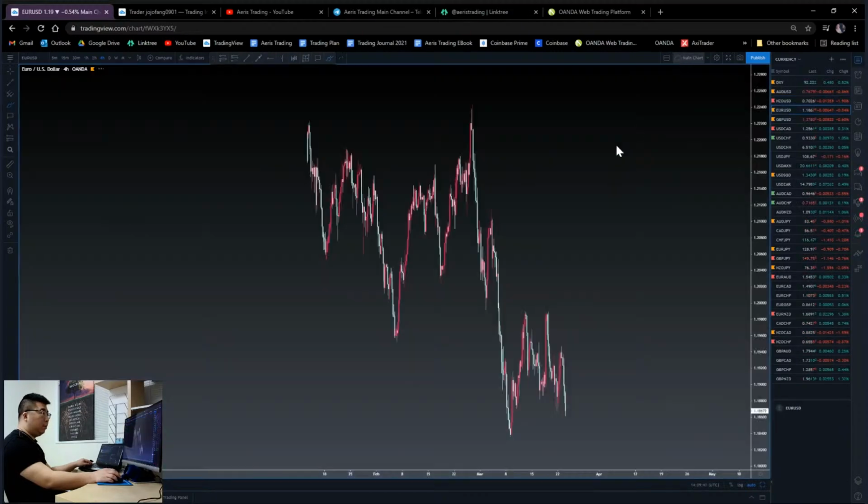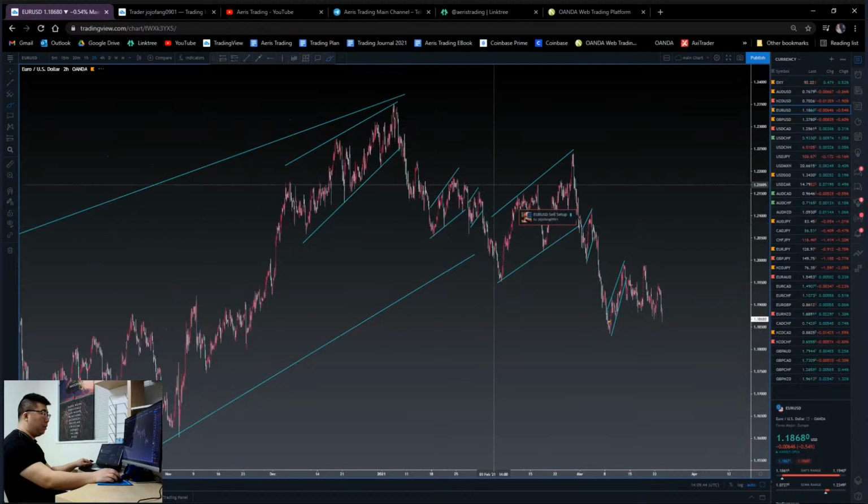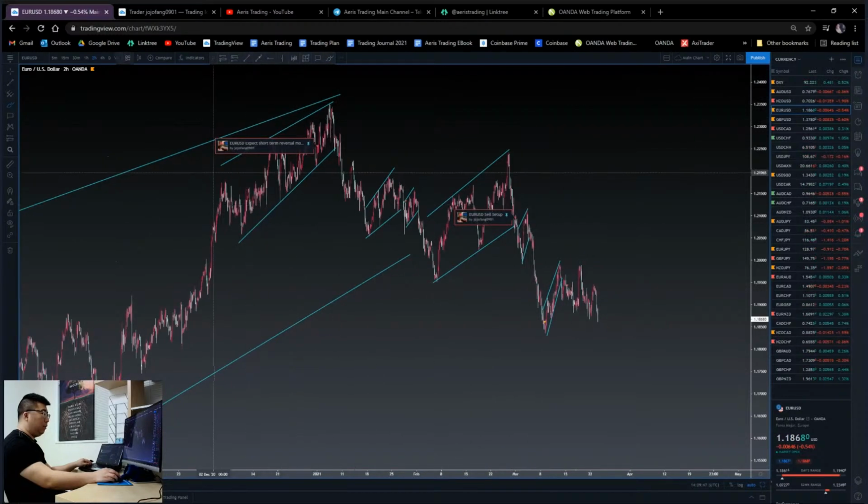Let's talk about euro dollar. Euro dollar also dropped quite a bit as well. Been talking about euro dollar since the top pretty much. We have that ascending channel, impulse, correction, impulse, right? And it looks like price is forming another continuation correction here.